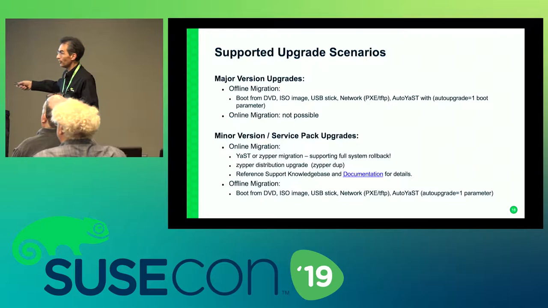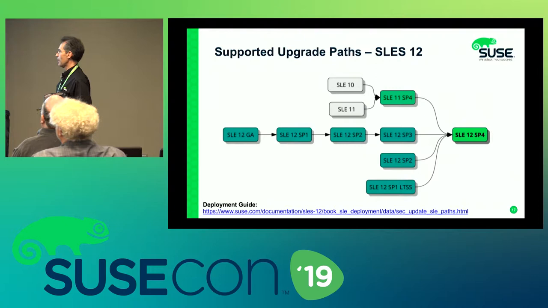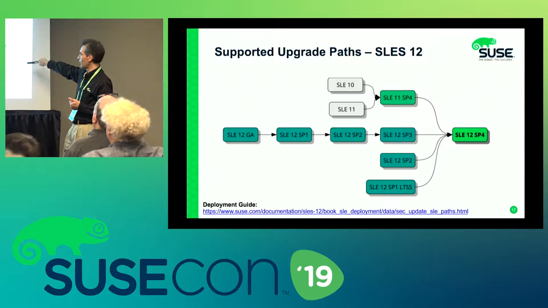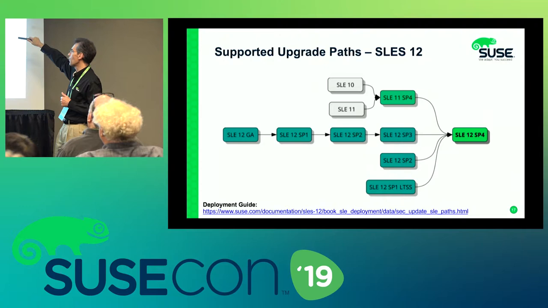This is also out of the documentation, so this is just a graphical representation of what you can do. So we heard SLES 10, right? No SLES 8 on there, sorry. But SLES 10 and SLES 11 can't go direct to SLES 12, but you can through 11 SP4. If you get up to 11 SP4 from what you had before, you'll be able to go directly to SLES 12 SP4. You won't have to go to any SPs in between. Similarly, the online migration path will take you all the way from SLES 12 GA up until SP4. And then, of course, GA, you can go directly.